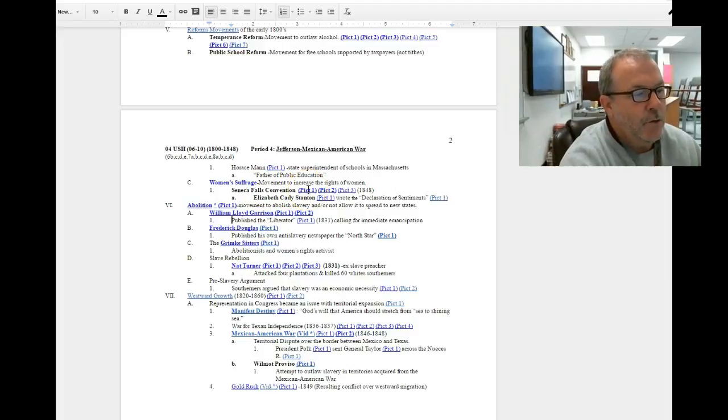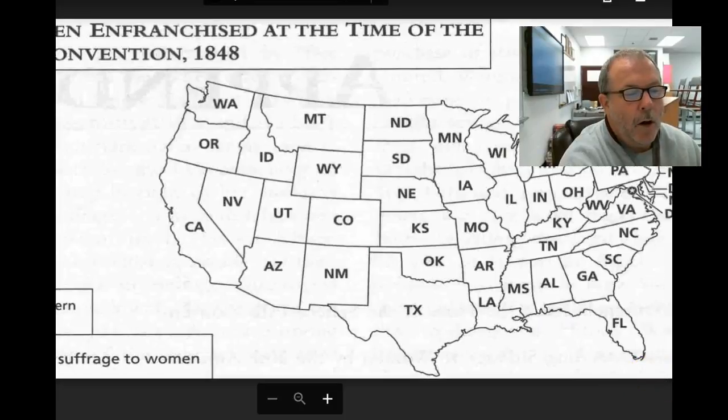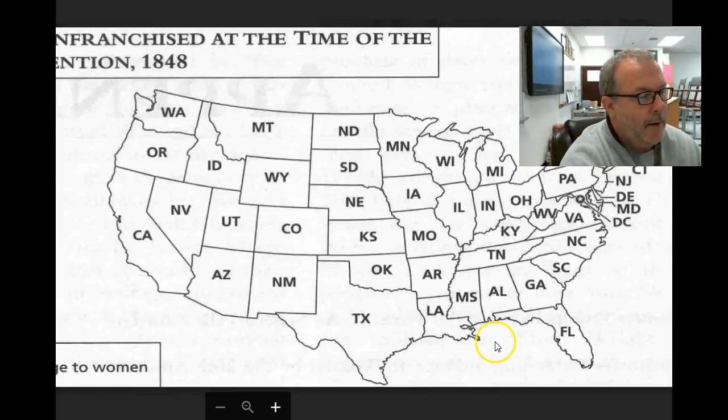And women's suffrage really means a movement to increase the rights of women. It really was kicked off at the Seneca Falls Convention in New York in 1848. And I think this map is funny because this map here shows you all the states that allowed women to vote before the convention in 1848. And as you can see, it's zero.